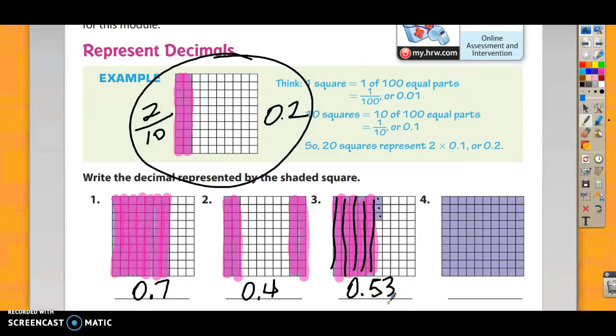The last one is simply the whole thing is shaded. If the whole thing is shaded, we're going to write 1 as in one whole. If it's really important to you to put a decimal here, you can put 1.0. Okay, let's move on.